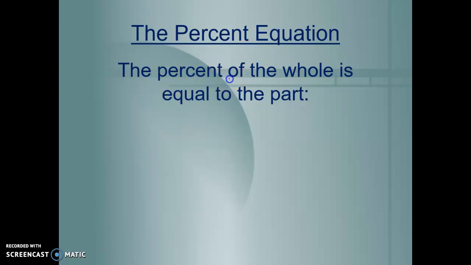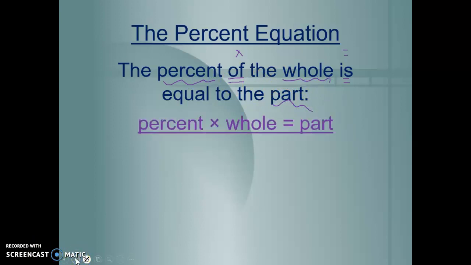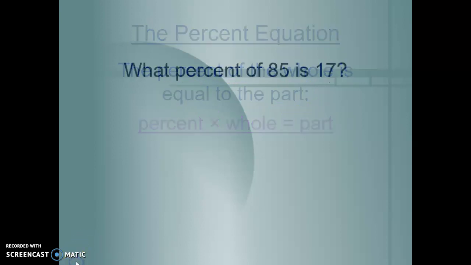Let's translate this into math. Hopefully by now you know that of means times and is means equals. And then we're going to represent these things here with variables, since we don't know what they are just yet. So we might write it like this: the percent times the whole equals the part. Maybe we want to use a variable or symbol, so percent times the whole equals P for part, or maybe PT for part. You decide what variable you would like to use there.